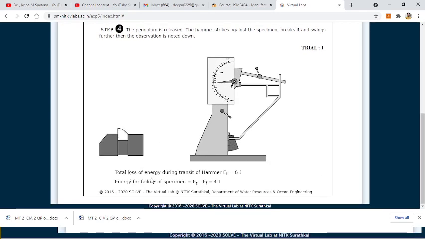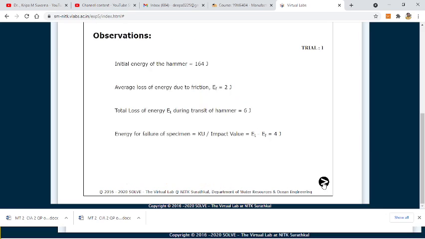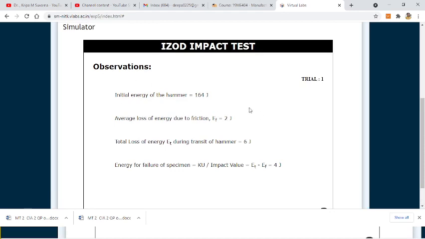and we can see the total loss of energy during transit of hammer is 6 joule, and the energy for failure of specimen is 4 joule. That is Et minus Ef equals 4 joule. So 6 joule minus 2 joule that we have seen in step 2. So 6 joule minus 2 joule is 4 joule. Then we will click next. So this is our observation for trial 1.